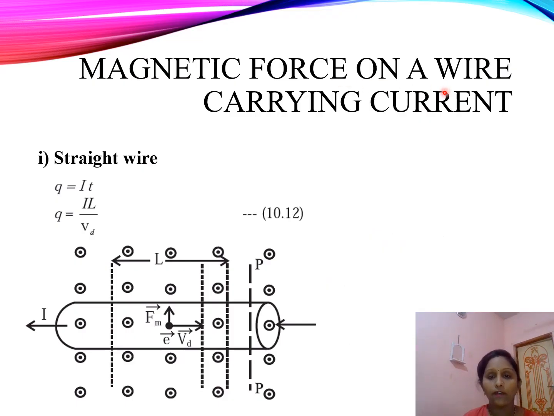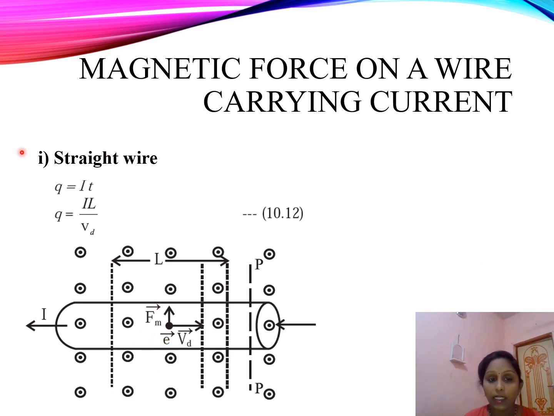Magnetic force on a wire carrying current. First one, straight wire. Consider a straight wire whose length is taken as L. Apply an external magnetic field perpendicular to this wire, which comes out of the plane of the paper. Let's take I, the current flowing through the wire under the applied potential difference. Let v_d be the drift velocity of a conducting electron in the part of length L. v_d means drift velocity. It is the average velocity attained by the charged particles, that is electrons, in a material due to the electric field.